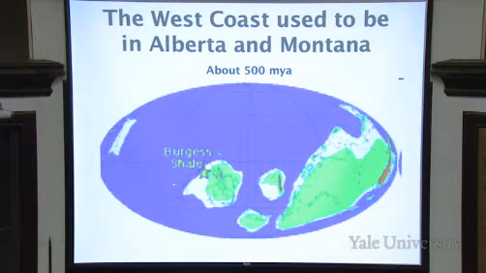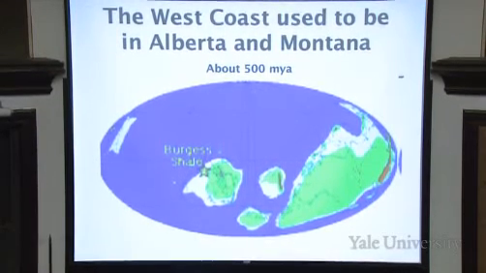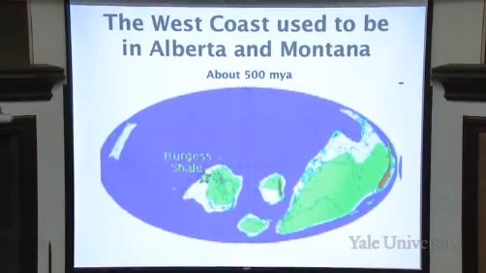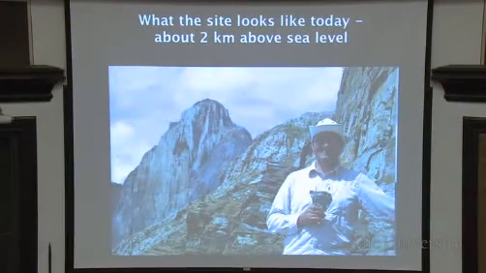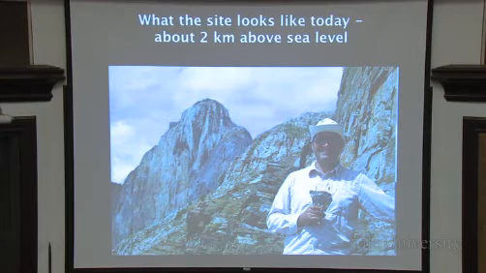At that point, it's slightly south of the equator. It's not connected to South America or to Asia at that point. This is where it is today. You're up at about 10,000 feet. You're about 2 kilometers above sea level, maybe 8,000 feet. This is a geologist, and this is a fossil from the Burgess Shale. That one happens to look like a trilobite, okay? And this is the shale here.